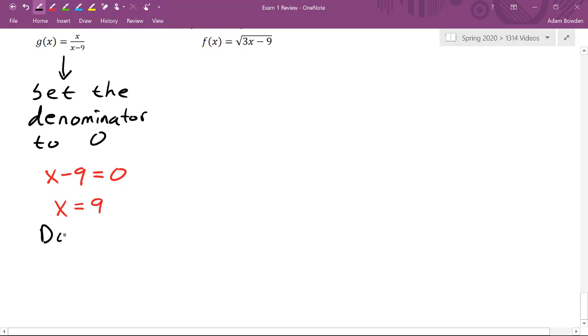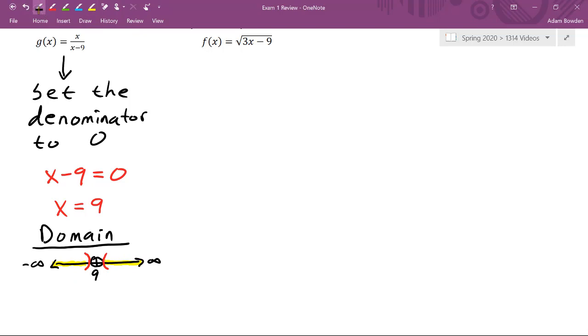So when we write out the domain, at this point, we'll have all the numbers on the number line, except for the number 9. So we'll need to use some parentheses with interval notation to indicate that we're not including that number. So in interval notation, this would be written as negative infinity, comma 9, close parenthesis, union 9 to infinity.